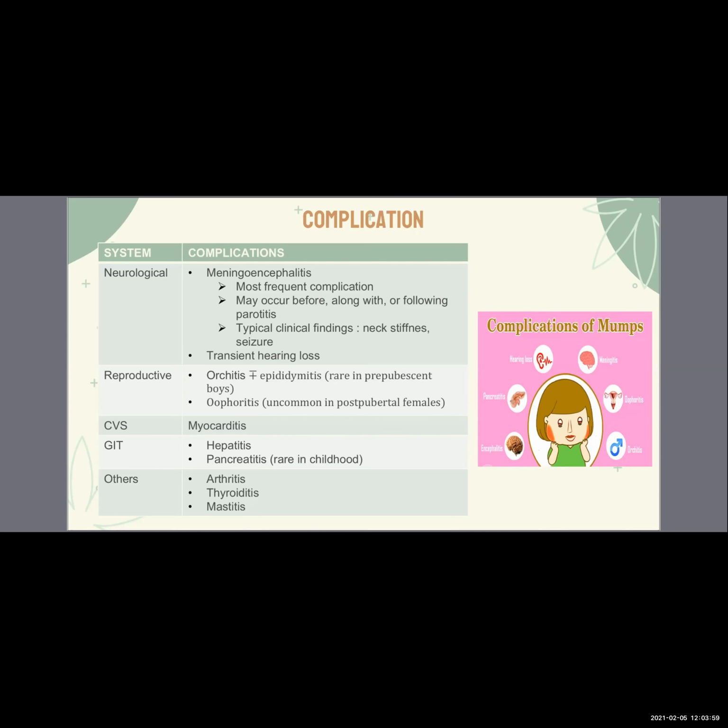And for reproductive, orchitis with or without epididymitis can occur, but this is rare in pre-pubertal boys, and oophoritis is uncommon in pubertal females. Other than these two, complications in the CVS and GIT can also occur, such as myocarditis, hepatitis, pancreatitis, but these are rare in childhood, and also arthritis, thyroiditis, and mastitis.